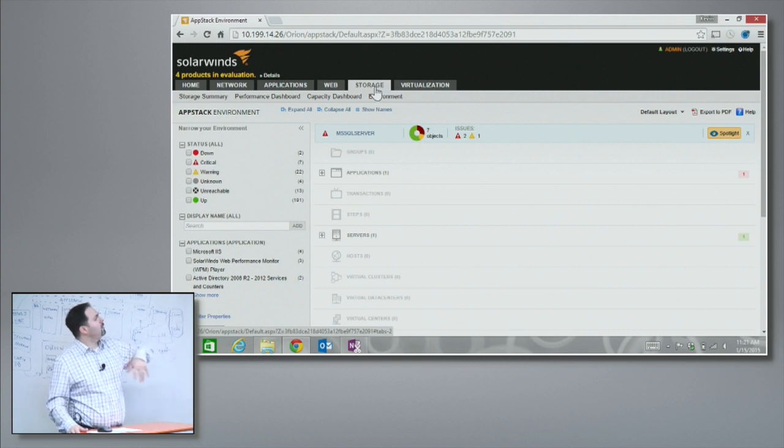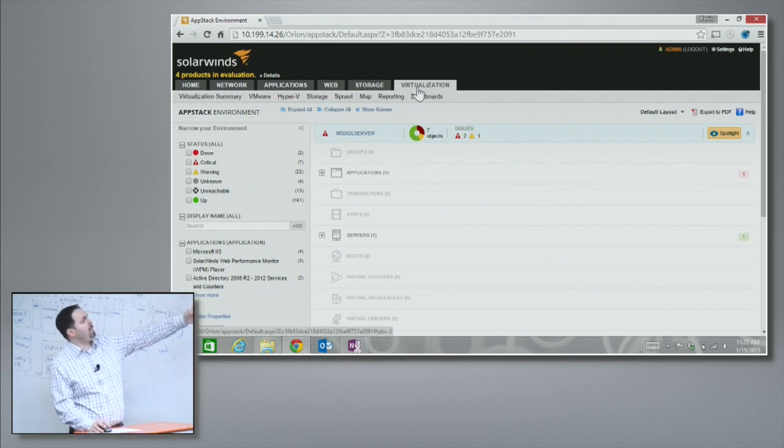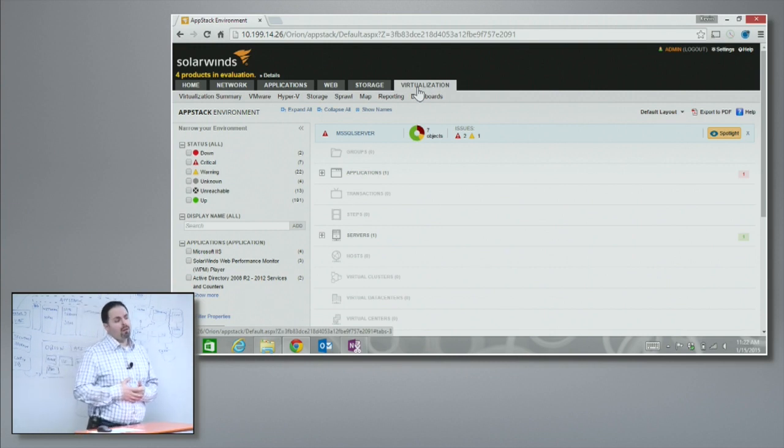So this is a great way for us to start to integrate the storage, the virtualization, the web information, and the applications. In this case we've got the virtualization layer, where we support Hyper-V and VMware. As we start connecting the dots, all of this within the AppStack starts to get populated, and then we start building those relationships like Joel was talking about.